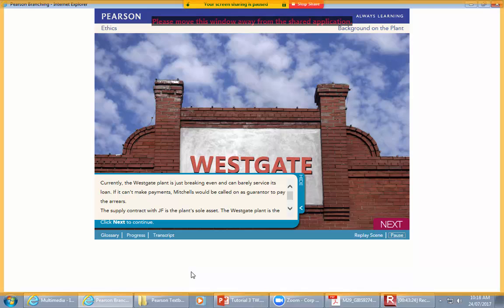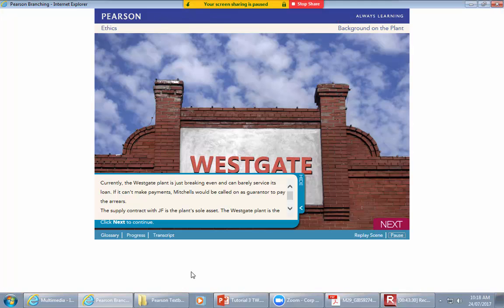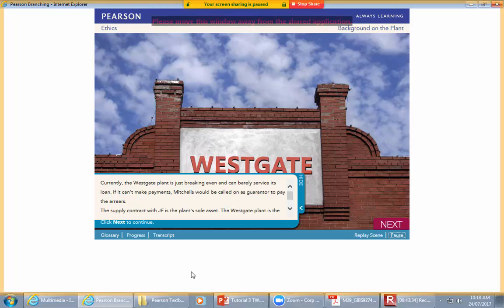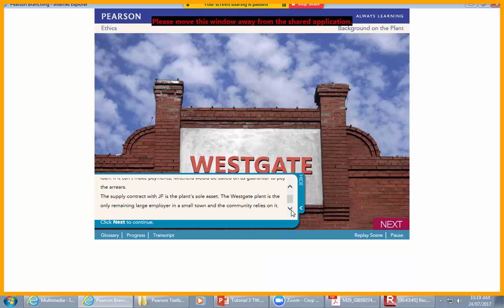Currently, the Westgate plant is just breaking even and can barely service its loan. If it can't make payments, Mitchell's would be called on as guarantor to pay the arrears. The supply contract with JF is the plant's sole asset. The Westgate plant is the only remaining large employer in a small town, and the community relies on it.